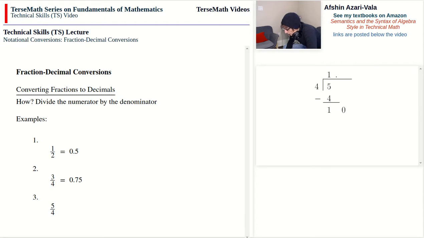4 into 10, twice. 2 times 4 is 8. And then subtract. Now again, we would add a 0 and pull it down. And I'm just going to take the shortcut and put a 0 down here. My apologies, there we go. And then 4 into 20, 5 times. 5 times 4 is 20, subtract, and we get 0. So as you can see, we end up with 1.25, or 1 and 25 hundredths.